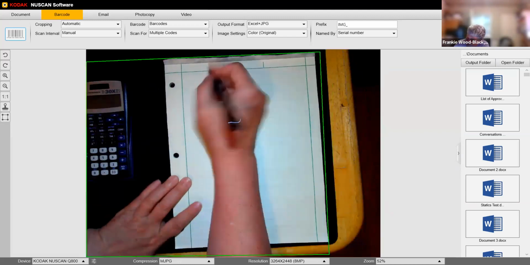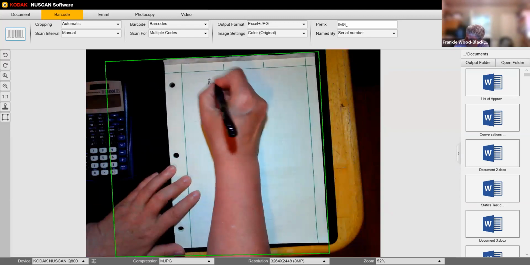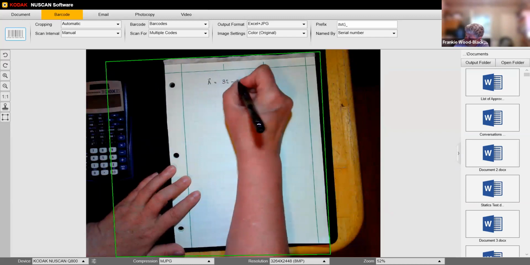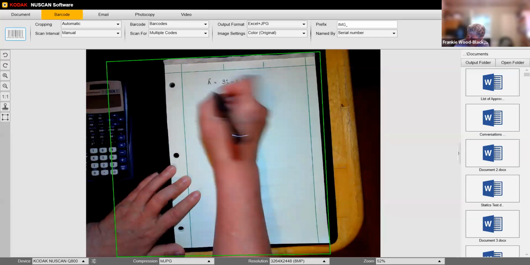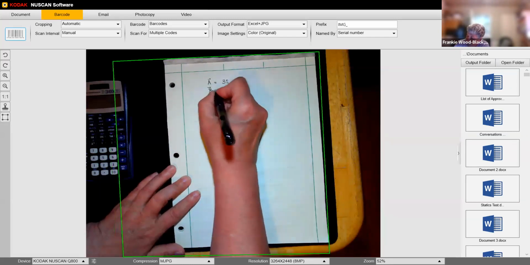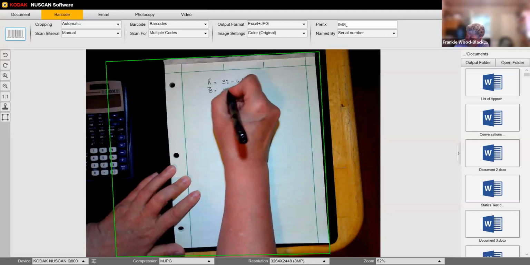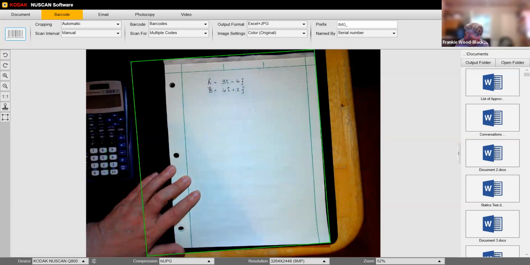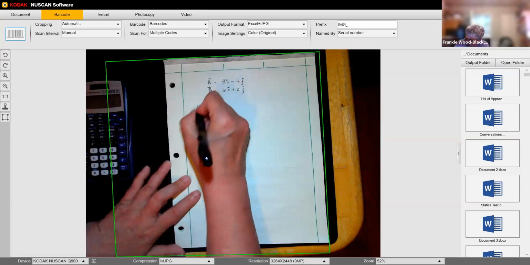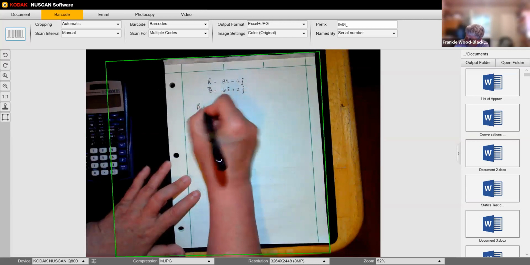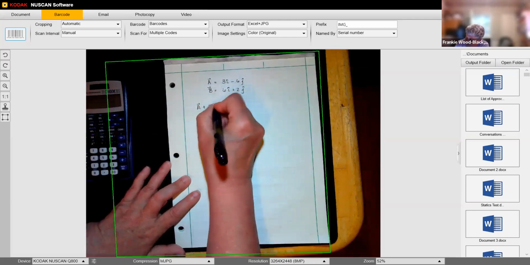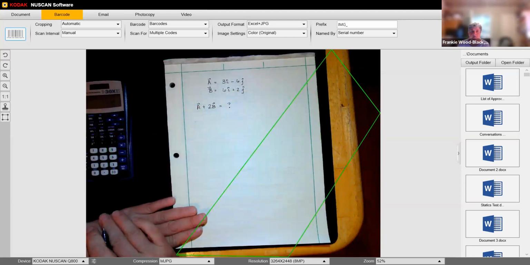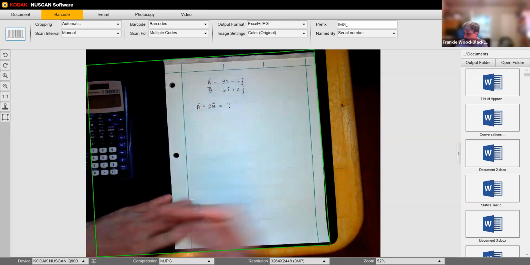So I'm going to start with a vector A, and I'm going to give a vector A as 3i minus 6j. I'm going to get a vector B, which is 6i plus 2j. And I want to know what A plus 2B is equal to. Okay. Now I can do that a couple of ways.